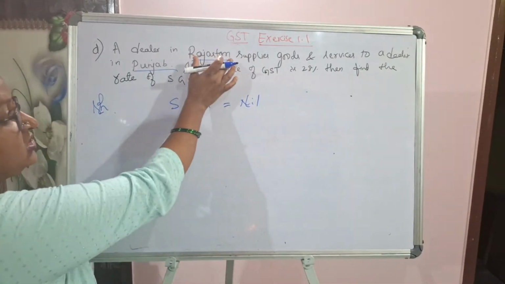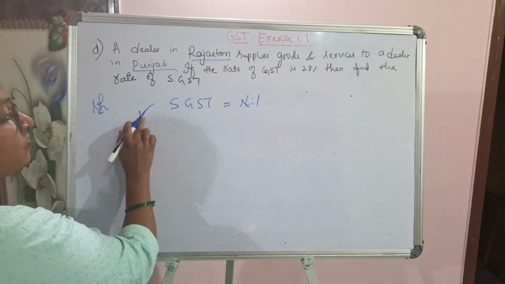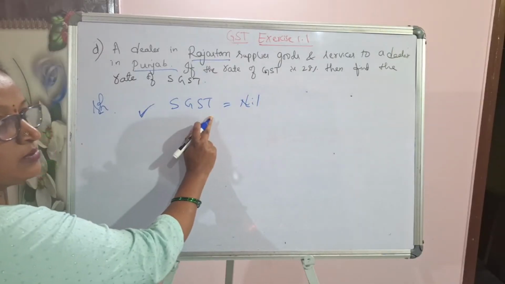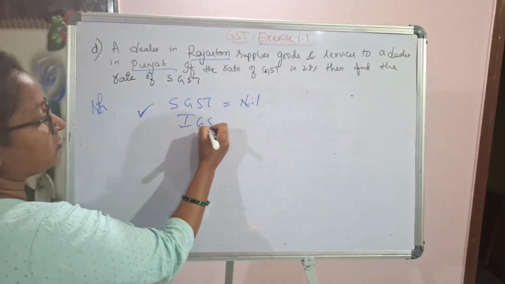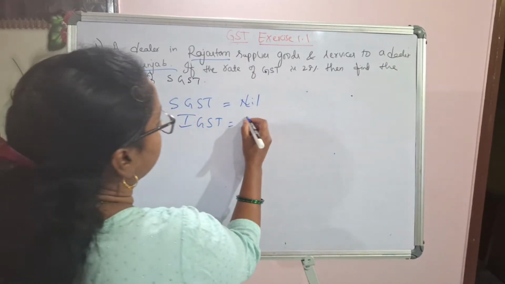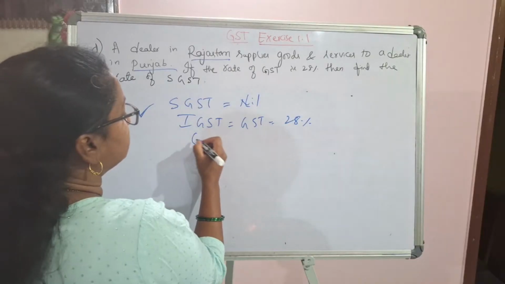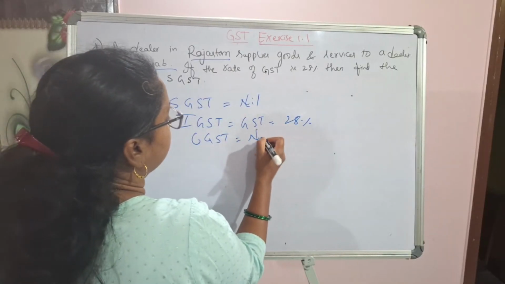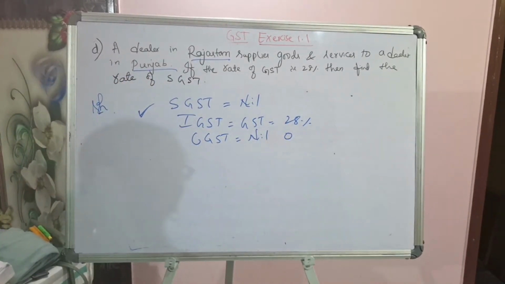See, if the transaction is between two different states, then there is no question of finding the SGST. Because in this only one thing happens, that is IGST. That is IGST is equal to GST, which is equal to 28%. Both SGST and CGST are nil, that is 0. Now let us jump on to the next question.